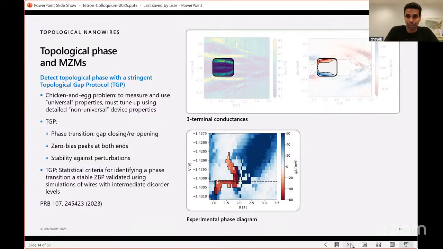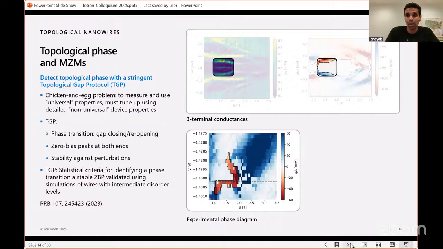And by looking for the stable zero bias peaks, looking for the gap closings and reopenings that are signatures of phase transitions, and requiring the requisite stability, you get here, the red is where the topological phase is, the blue where the trivial phase is, and the pale colors are where the system is essentially gapless, where you have phase transitions, for instance. And you can see it's actually not that small of a topological phase. It extends over a Tesla in magnetic field and millivolt in voltage.